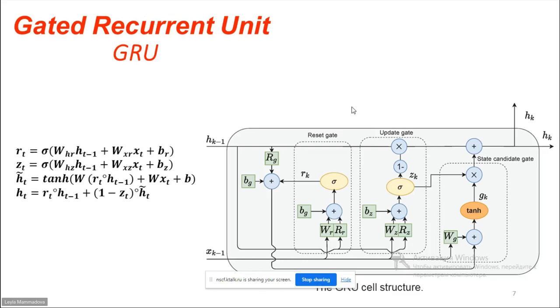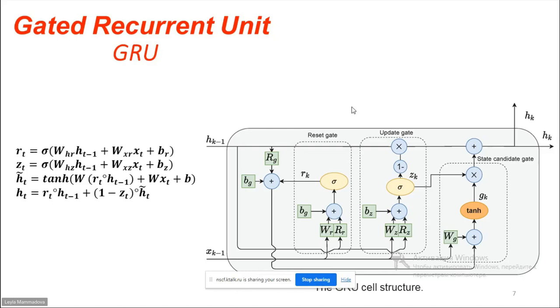Next, gated recurrent unit. Gated recurrent units were created for two main reasons, like LSTM: to solve the problem of vanishing gradients, and to determine long-range dependence in sequential data. GRU uses an update gate and a reset gate.